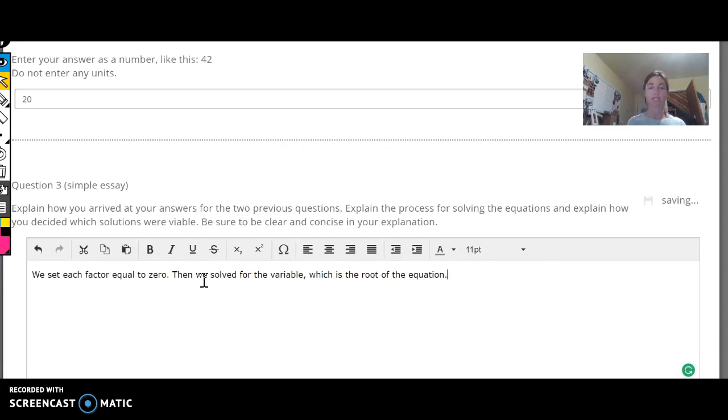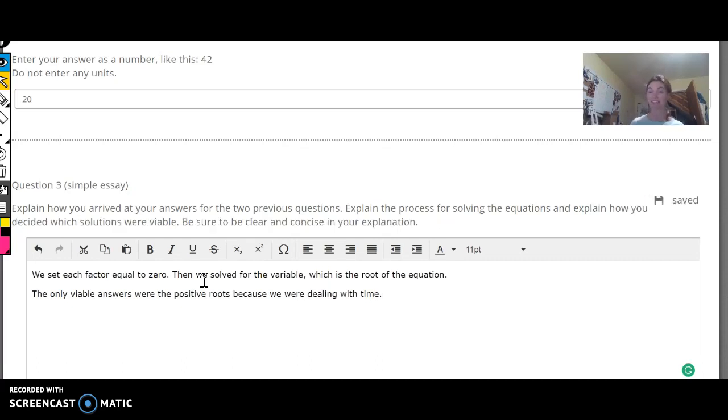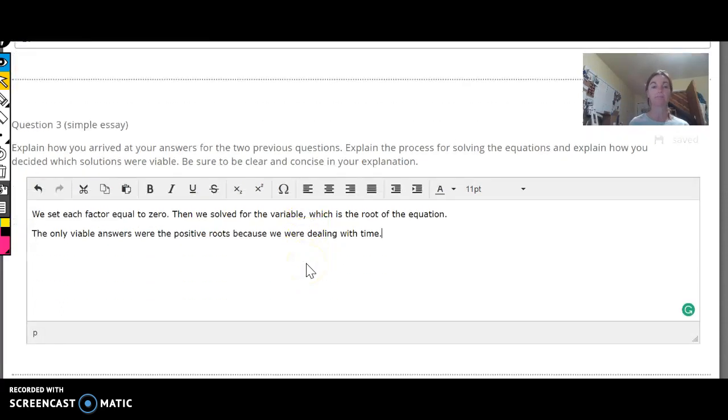Okay, so the only viable answers were the positive roots because we were dealing with time. So that's exactly what we did with those, and hopefully it makes sense why we could only choose one of those answers for each problem.